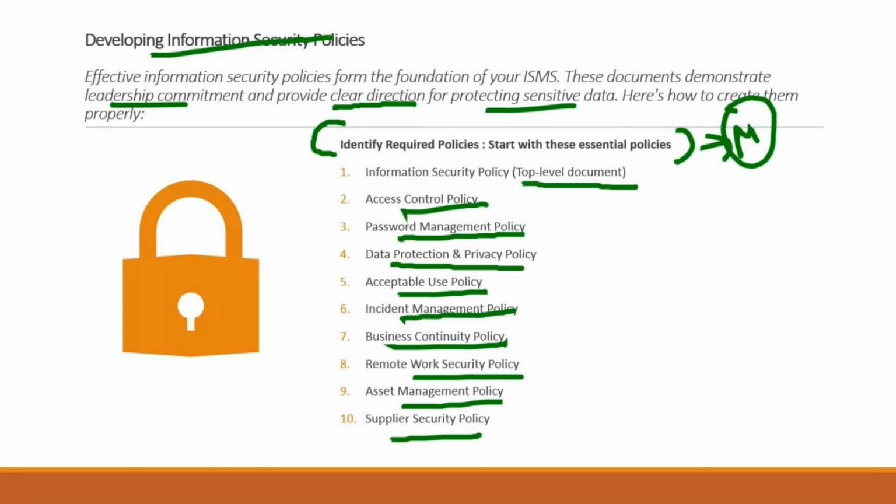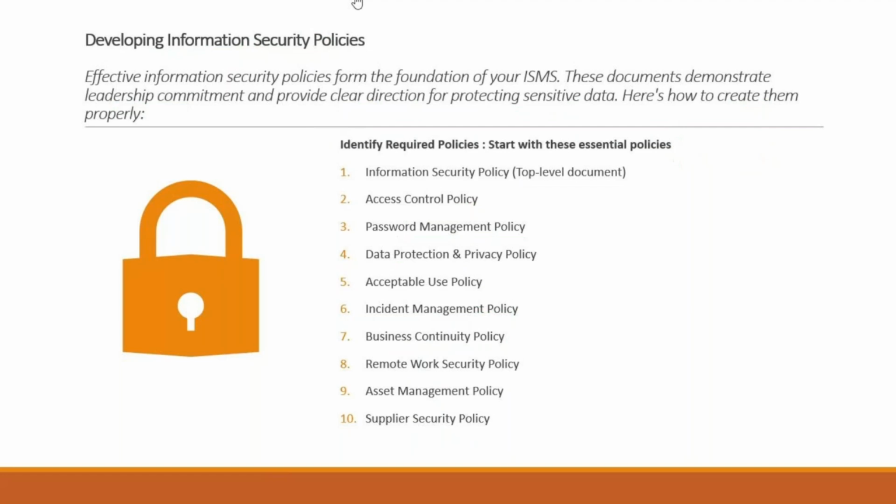So these are some of the common, or you can say important, policies for the organization. Now whenever you are writing any policy, for example I am writing an access control policy, what are we going to include in that policy? First of all, the document should be at least 1 to 2 pages, not more than that. 1 to 2 pages is more than enough.